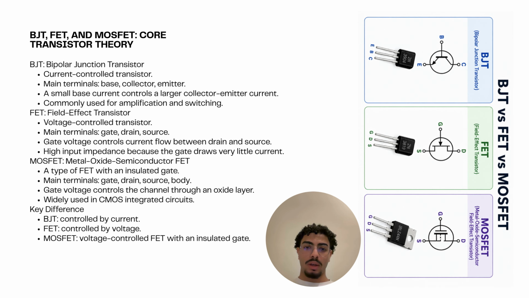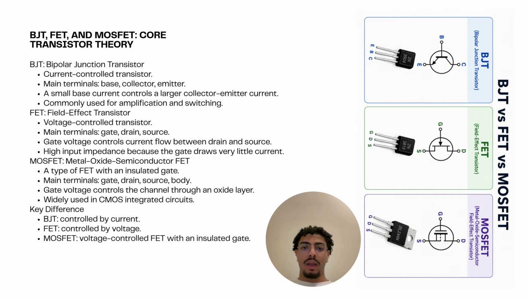FET, and MOSFETs. A BJT, or bipolar junction transistor, is a current controlled device. It has three terminals: base, collector, and emitter. A base current controls a large current flowing between the collector and the emitter. This makes BJTs useful for amplification and switching.